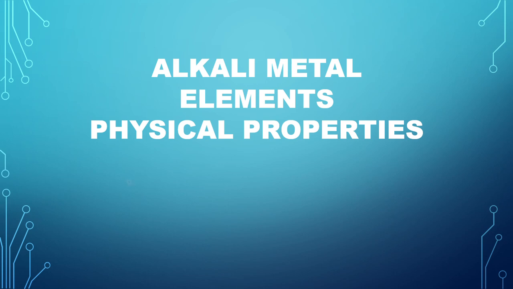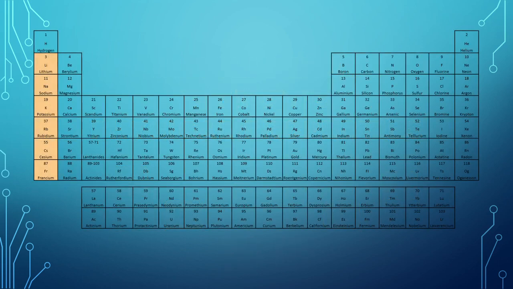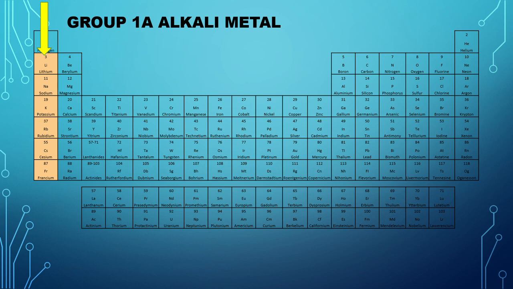In this video, the lessons will cover details of alkali metals in Group 1 of the periodic table and explanation regarding the elements' physical properties. Group 1 elements are located at the left side of the periodic table in the first column. These elements cover from the second row up to the seventh row of the periodic table.